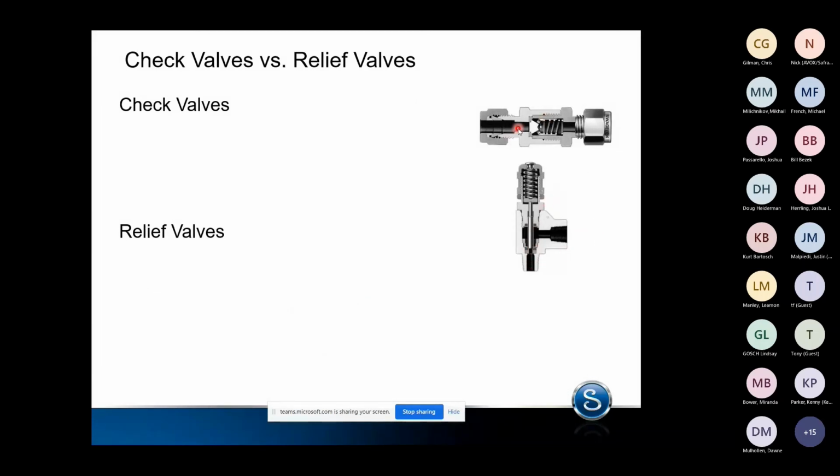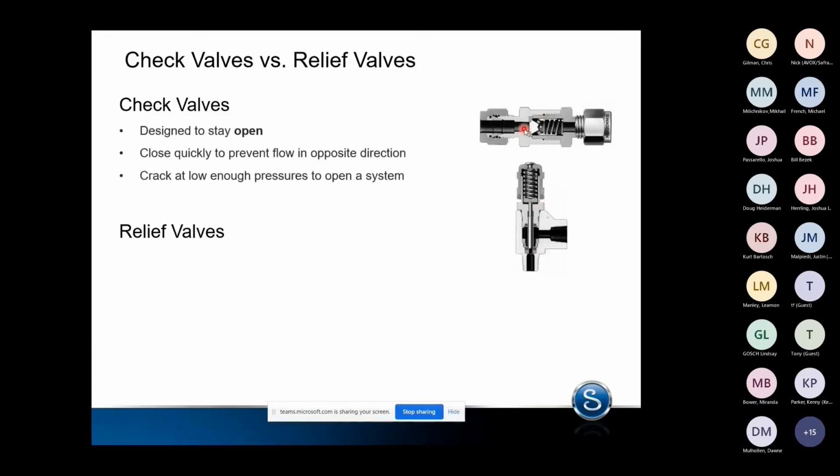So even though they're doing similar functions, they are different components. We're going to go through them. A check valve is designed to stay open, which is kind of weird to think about when you think that the spring is actually trying to maintain this thing in a closed orientation. But they're also designed to close quickly so that you don't get backflow in the system. Typically, these are all low pressure, so just enough to prevent backflow.